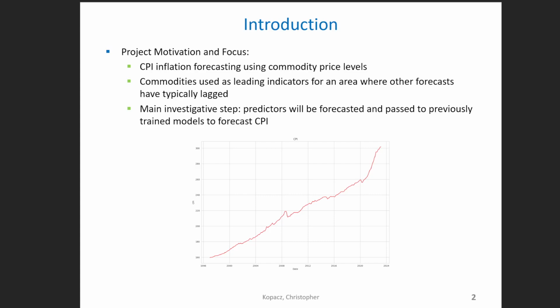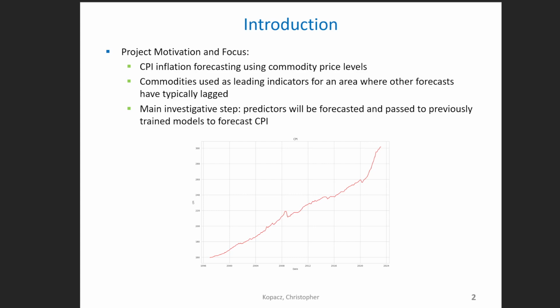This project looks at forecasting U.S. inflation measured using CPI by leveraging commodity price data as predictors. Commodities are frequently viewed as leading indicators of inflation because they respond quickly to supply and demand and other geopolitical or economic events that can introduce a shock to the system.